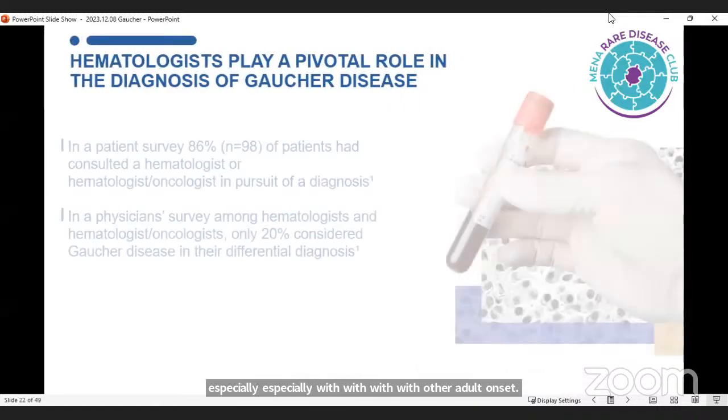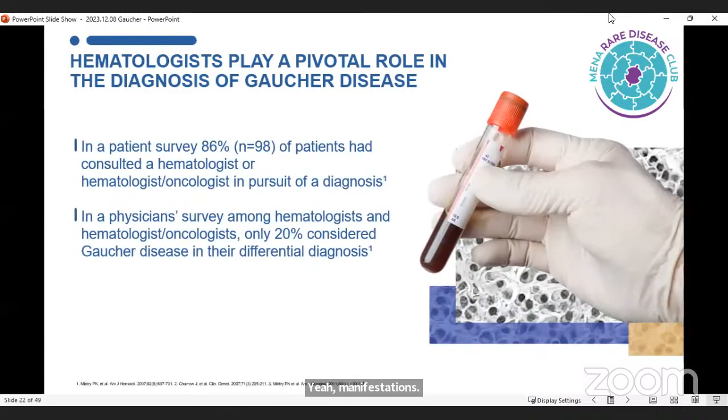Interestingly, they did a survey, and 86% of patients with these complaints started by going to a hematologist or a hematology oncologist as their first doctor. When they have these symptoms, they ask for consultation, and they went to hematology.